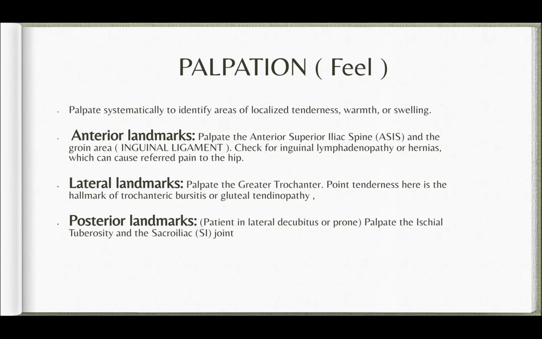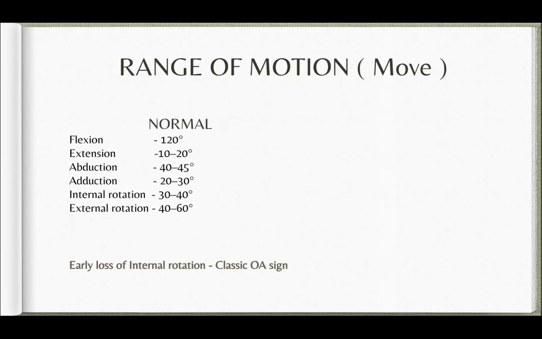Posterior landmarks: with the patient in the lateral decubitus or prone position, we have to palpate the ischial tuberosity and the sacroiliac joint. Check for the range of motion.